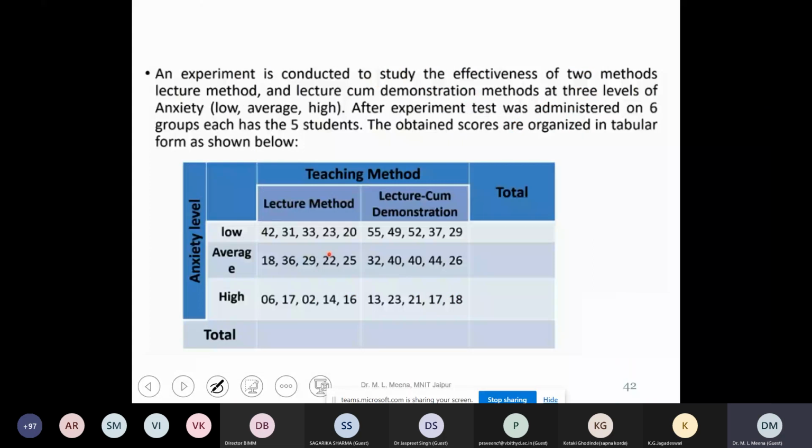Now, one solved example for better understanding of two-way ANOVA, which is solved step by step. In this example, the experiment is conducted to study the effectiveness of two methods. The first factor is the teaching method, with two methods: lecture method and lecture cum demonstration.